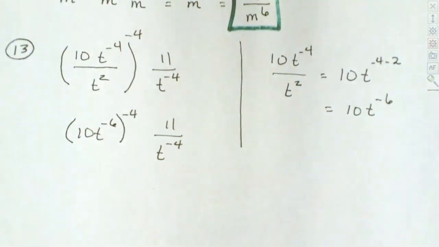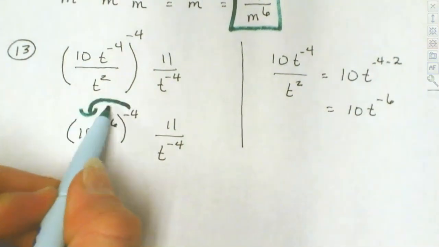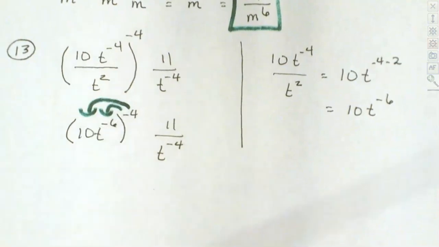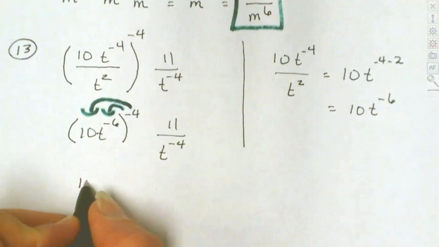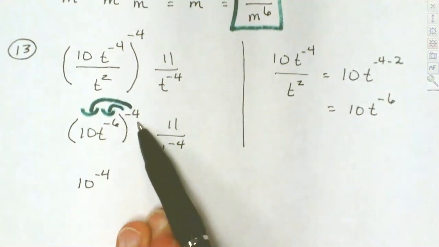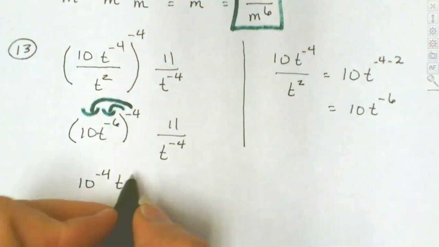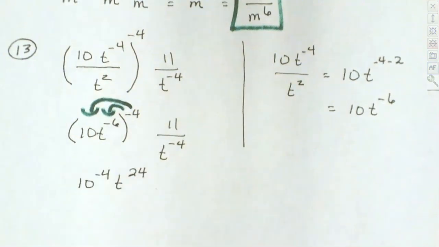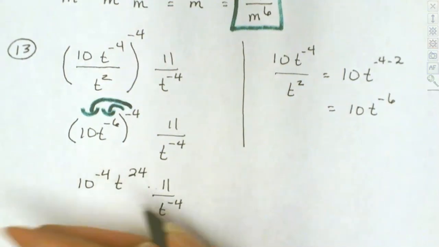Now we have parentheses. So we're going to go ahead and distribute that negative 4 through. That makes it now 10 to the negative 4th power. Negative and negative, when we have parentheses, remember these multiply due to the power rule. So that's going to be t to the 24th power, because 6 times 4 is 24, times 11 over t to the negative 4th power.